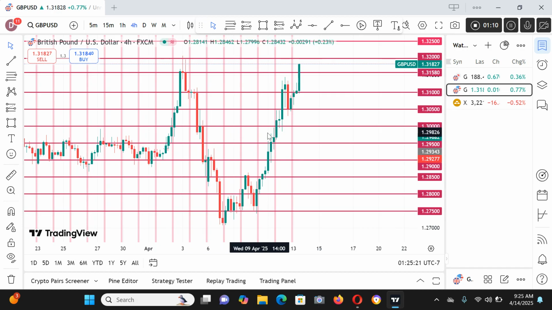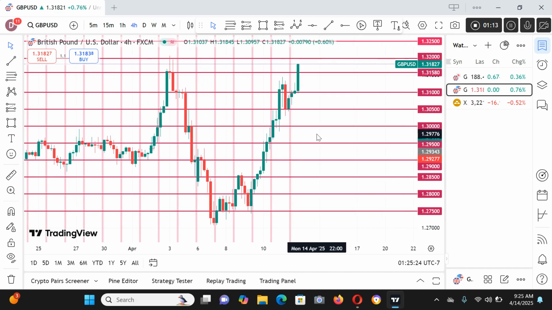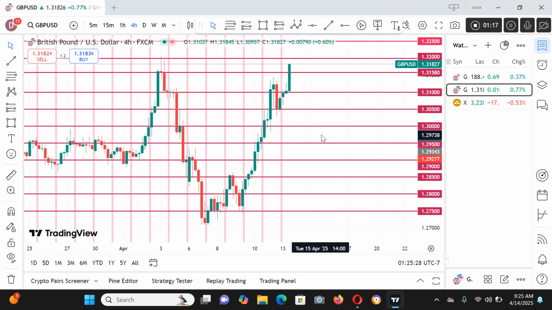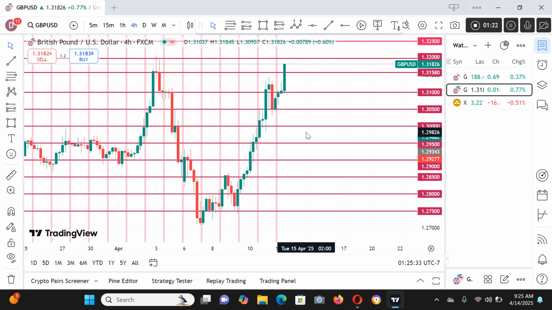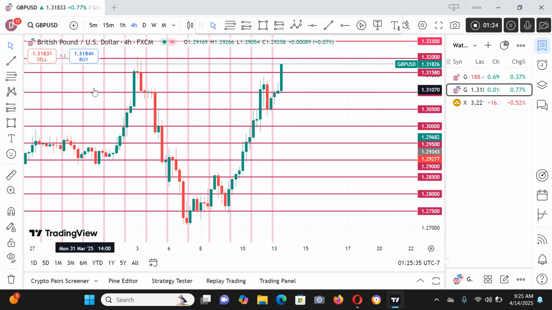And what I do is I determine the highest of the first two candles and the lowest of the first two candles that formed today. It helps narrow my bias for the whole week.